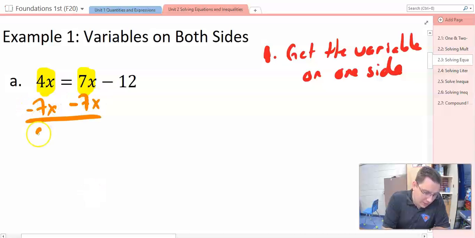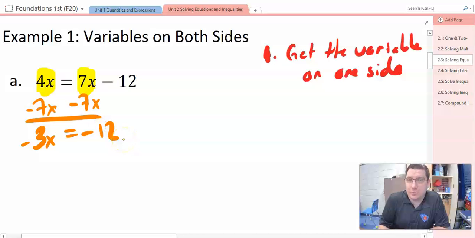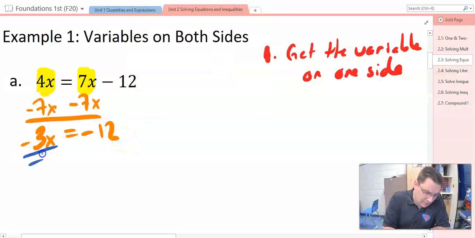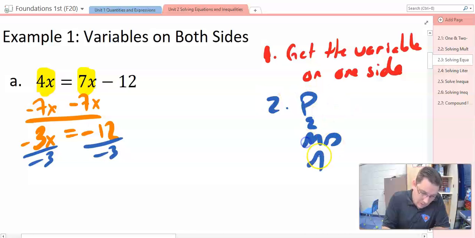4x minus 7x is negative 3x. And that's equal to the negative 12 that's left over. Be careful with your signs here. That's the pitfall of this direction. Okay? Our next step, divide by the negative 3, because now we're working our PEMDAS, right? Step 2 would be to work PEMDAS, and then we're dividing by the negative 3, so x is equal to positive 4.